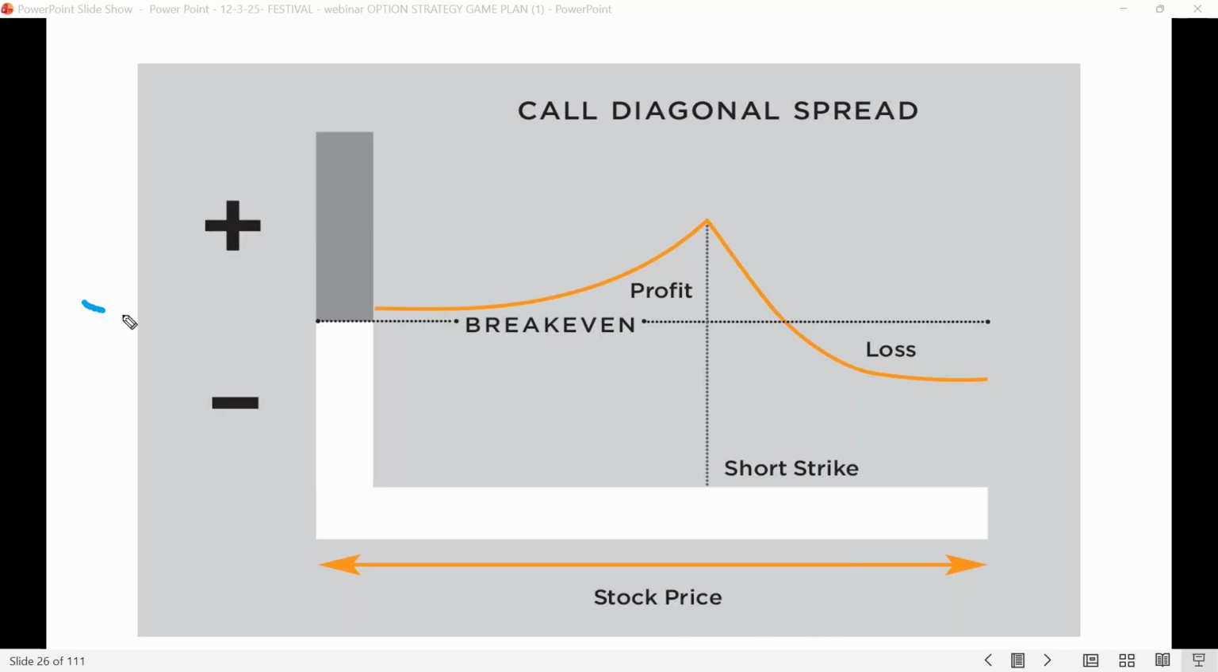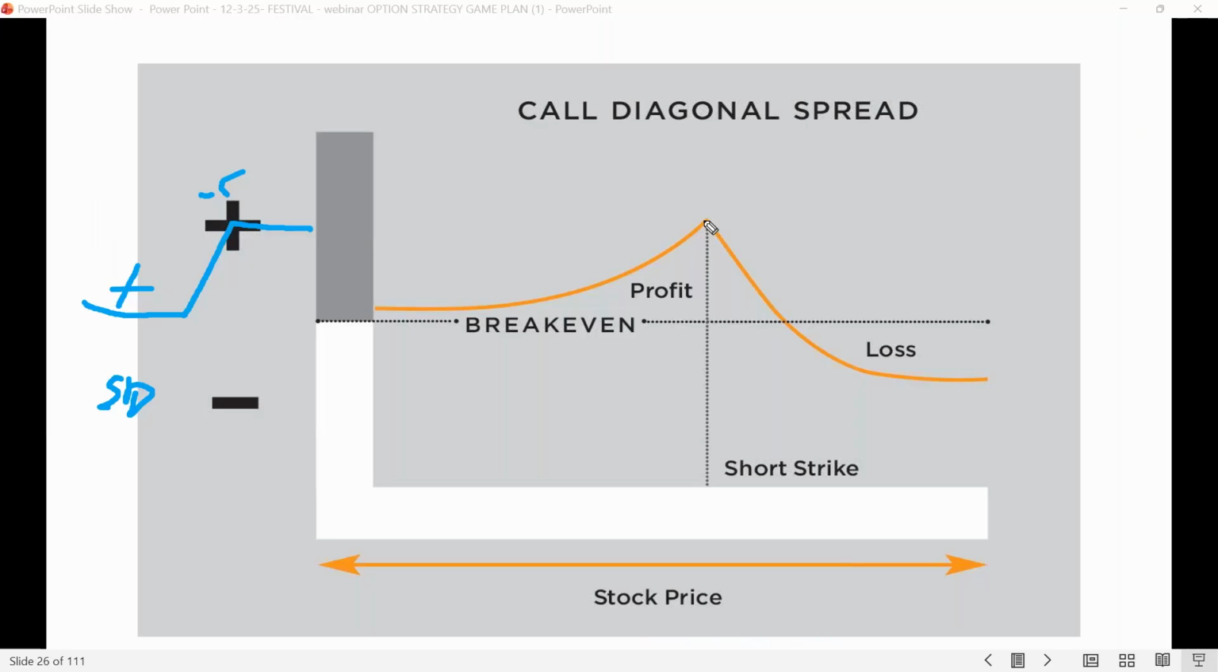Basically, think of a call debit spread, let's say, where you're long that call and you're doing this in this week's expiration series, let's say the 5 December. So you're long the call debit spread 5 December, and you're short the call. Long the call in 5 December, short the call.